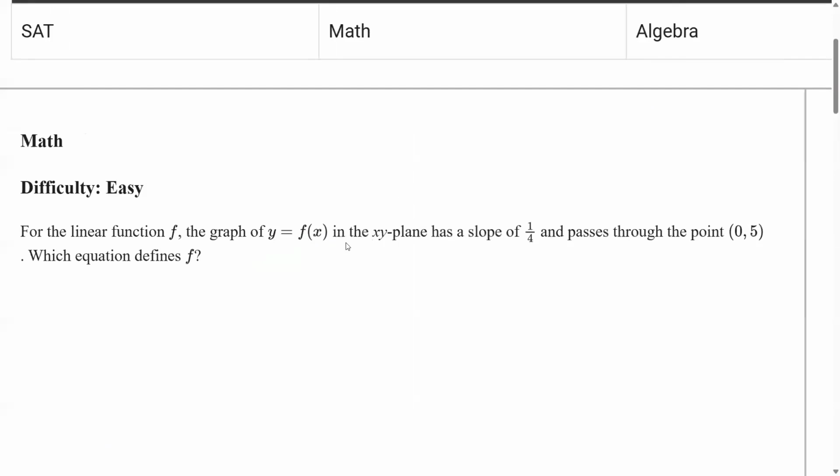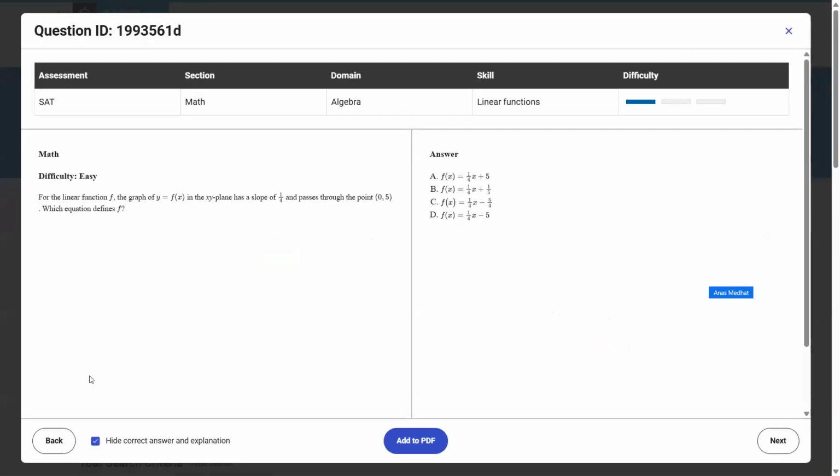The linear graph in the xy plane has a slope of 1 over 4 and passes through the point (0, 5). Which equation defines it? Okay, so it gives you the slope and it gives you one point. From this, we can find the intercept. It already gives you the y-intercept, which is 5, because it's the value of y when x is equal to 0. So this is the equation, 1 over 4 x plus 5. Answer is A.